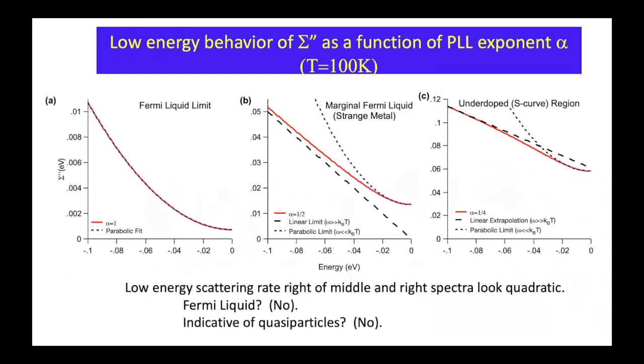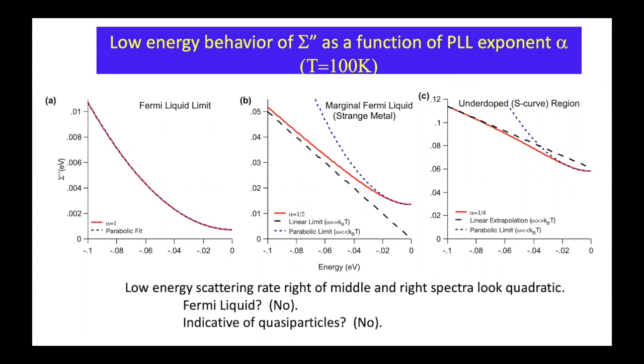Okay. So that's what the data shows. Here's what it looks like. Use that formula, which I call this power law liquid formula, but take it to the various limits. Here's the limit alpha equals 1. That's pure quadratic, and this is what you expect here. Sigma double prime, the scattering rate, grows quadratically.